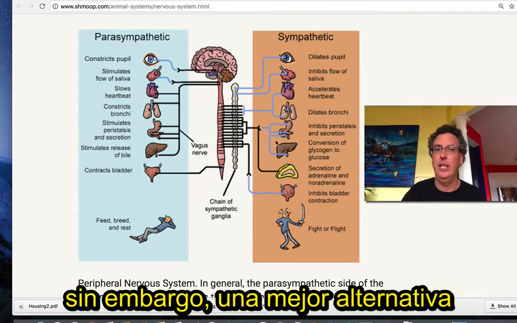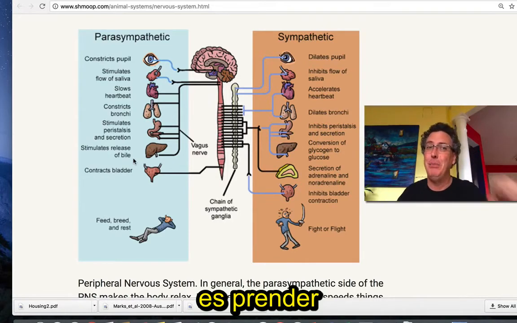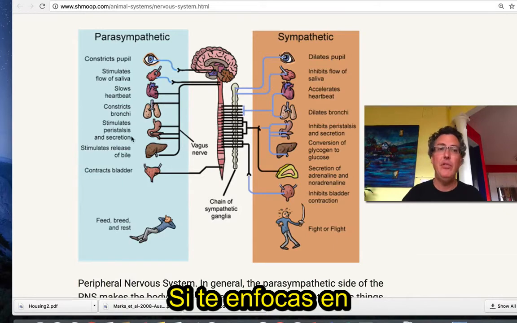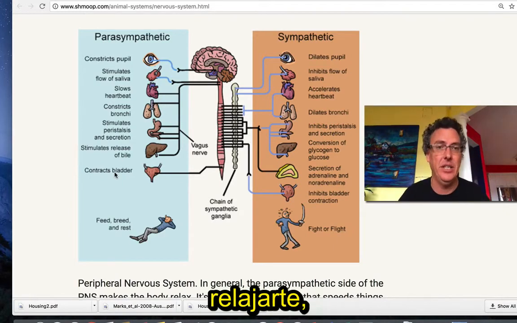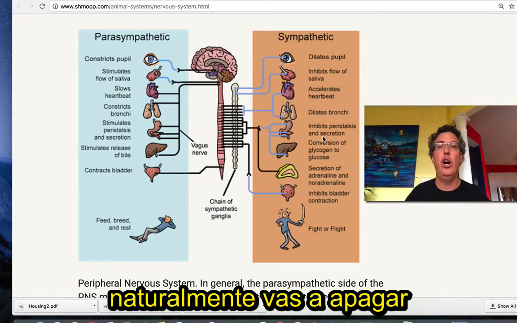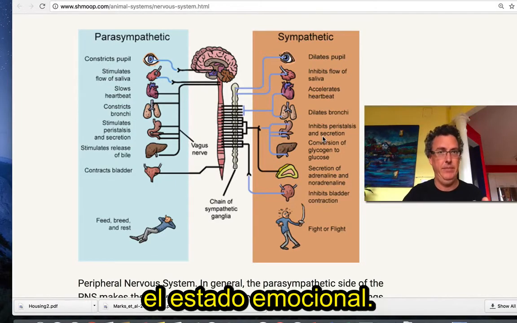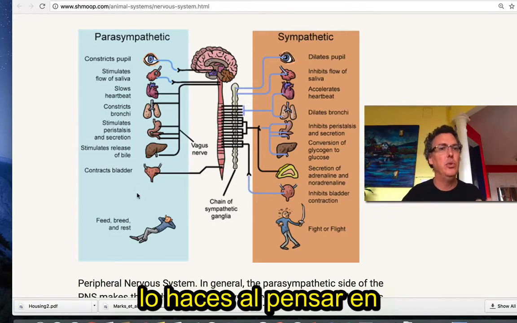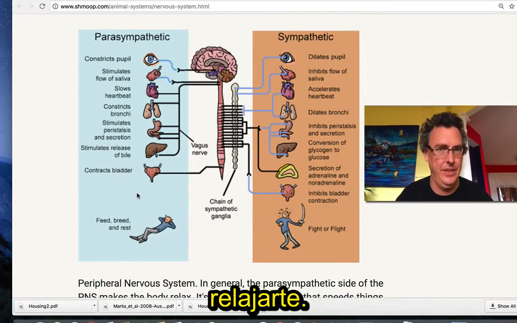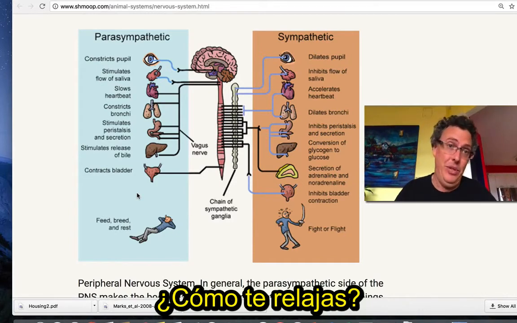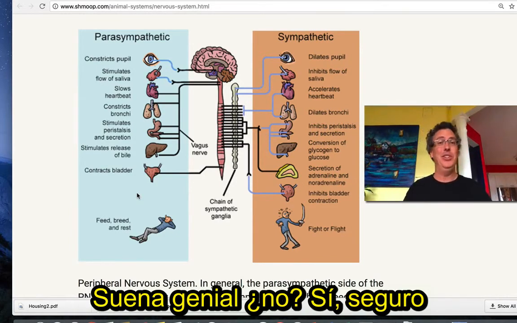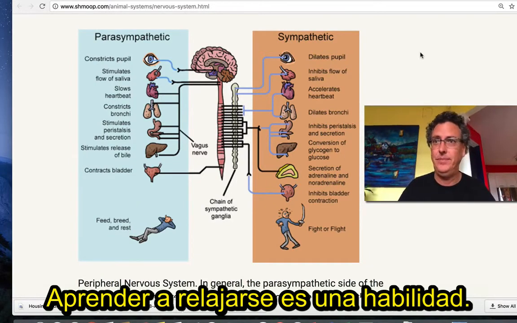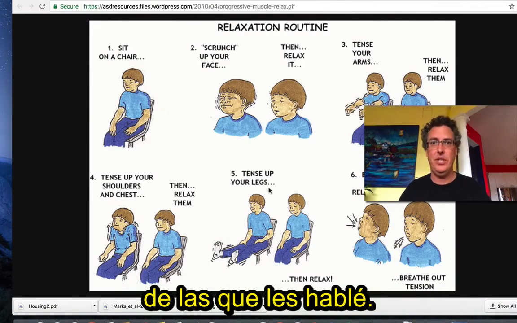However, a better thing is to turn on the parasympathetic. You can't be in both modes at once. If you focus on relaxing, you will naturally turn off the emotional state. But you can't do it by thinking about turning off the emotional state. You do it by thinking about relaxing. How do you relax? That sounds great, right? Oh, sure, all I have to do is relax. How do you relax? Learning to relax is a skill, just like the other skills I told you about.